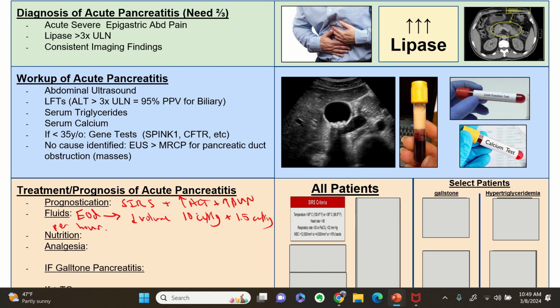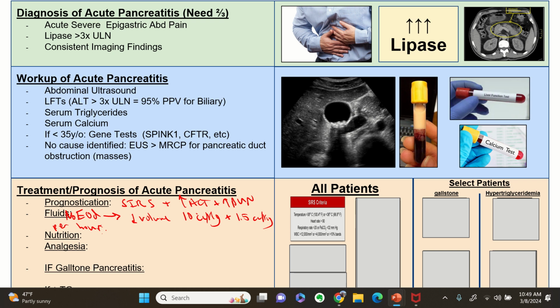Now, usually you're going to do LR, isotonic fluids that are more similar to blood plasma in terms of bicarbonate and chloride, or much better. So LR is good. Just remember, you may not want to use LR in someone that has pancreatitis due to hypercalcemia, as LR has calcium in it. So if no end organ dysfunction, so people with mild, moderate pancreatitis, this would be your go-to.